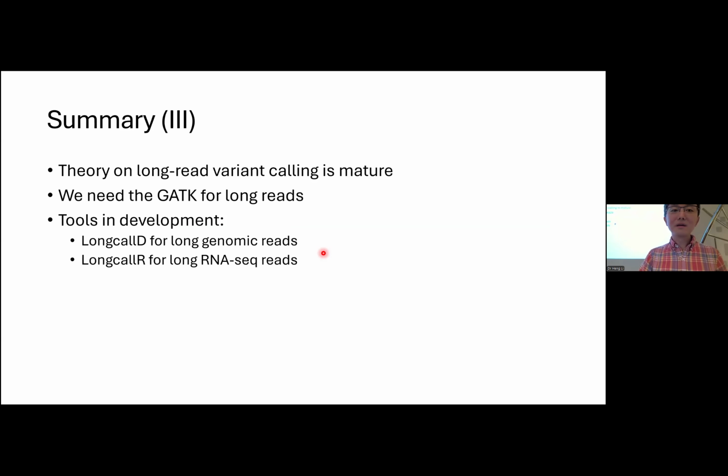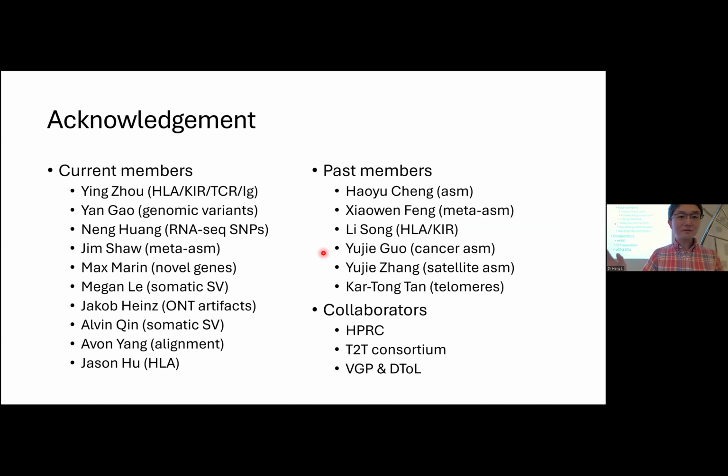We will come back. Anyway, the summary of the third part is that the theory of long-read calling is mature, but we need better tools, and we are trying to get something closer to the GATK. There are many tools in development. Color D is for genomic, and the long color is for RNA-seq. Okay, I will stop here, and I want to thank my group and also class members and my collaborators.